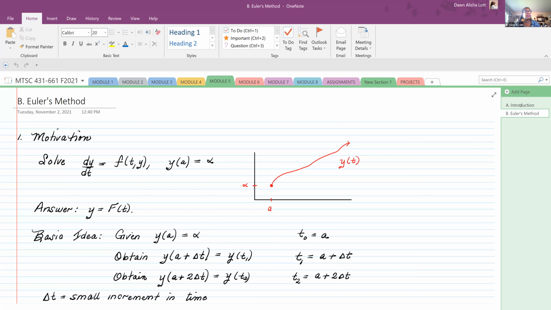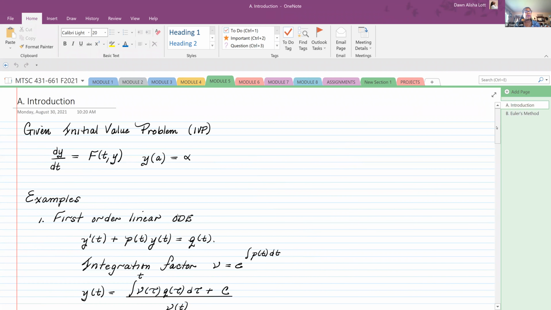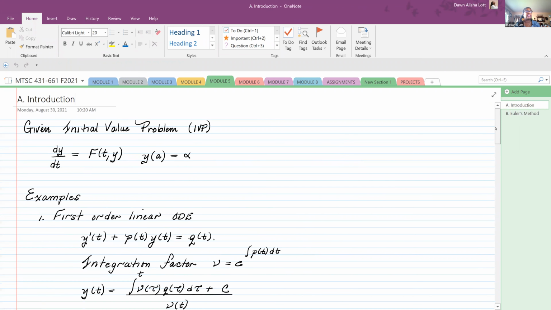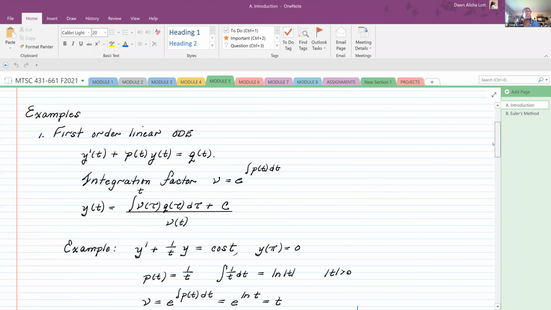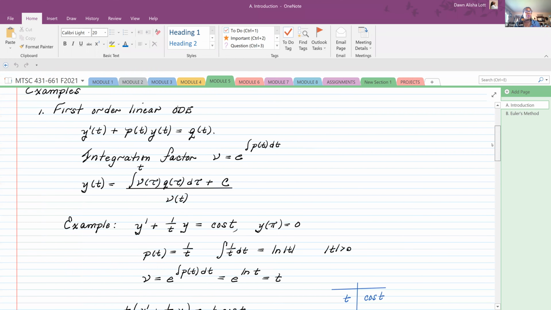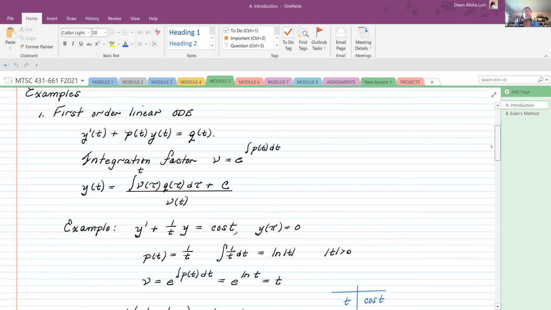Okay, so actually I made the mistake of forgetting to record yesterday's lecture. So I'm just going to go back and briefly go over what we talked about. And that was looking at the initial value problem, solving dy/dt equal to f of t and y. I actually solved the first order linear ODE problem here.